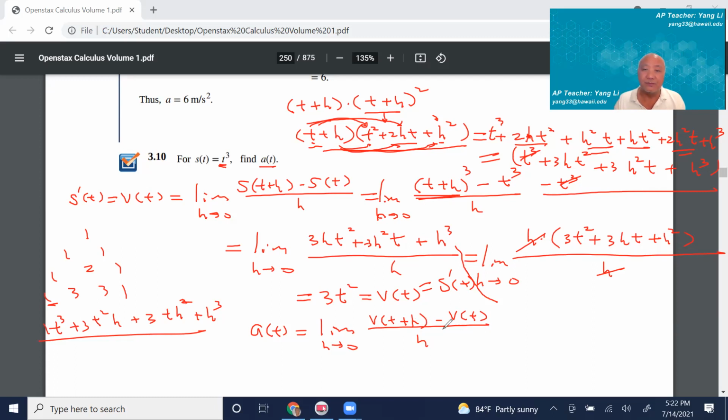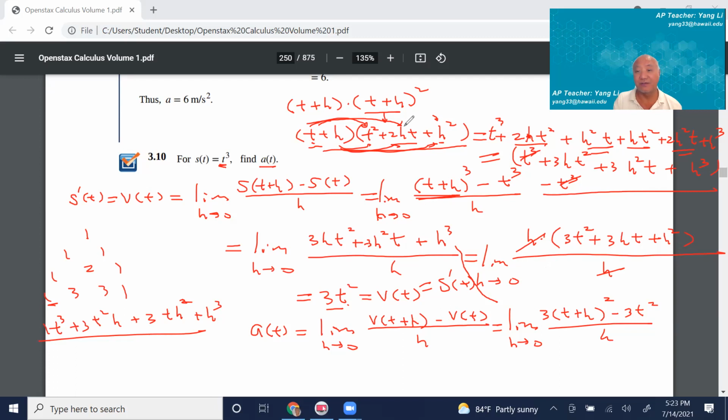So when you have this one, you simply do the limit as h approaches 0. v(h plus t) means what? 3 times (t plus h) squared, right? So this is 3t squared. If the variable is t plus h, substitute t by the t plus h. That's why you got 3(t plus h) squared. That's the definition of the function. Minus v(t), which is just 3t squared, divided by h, like this, right?